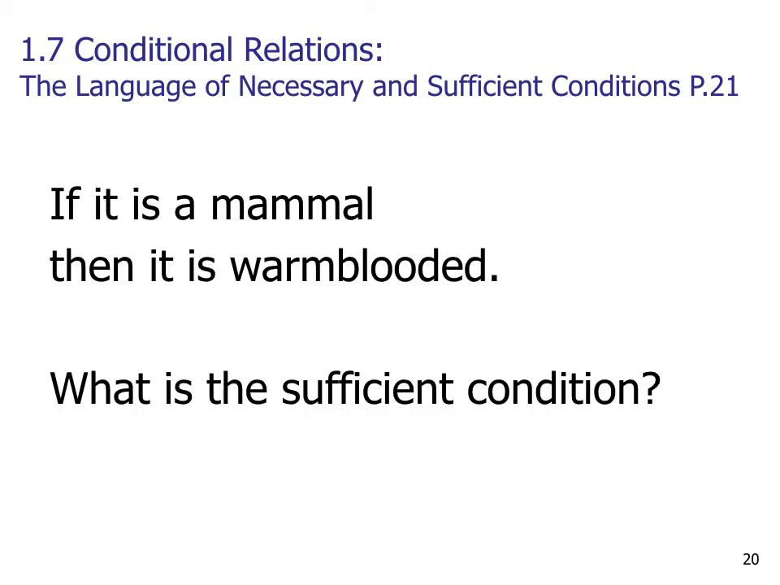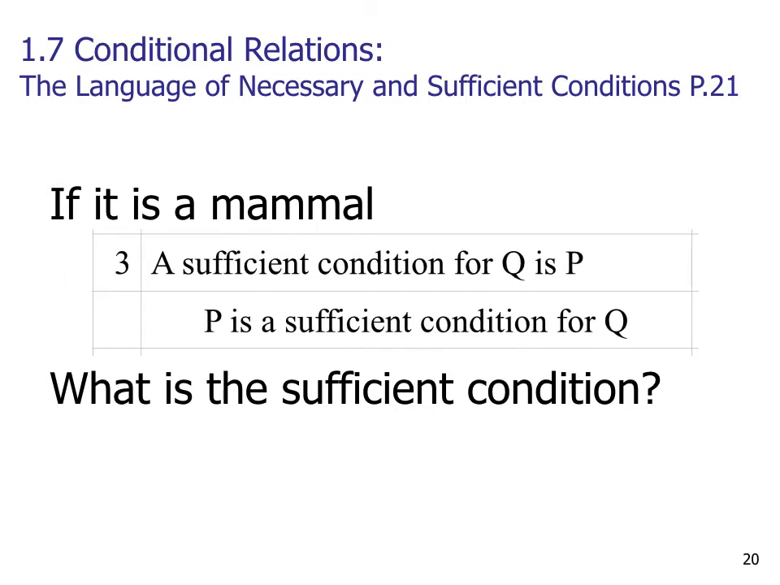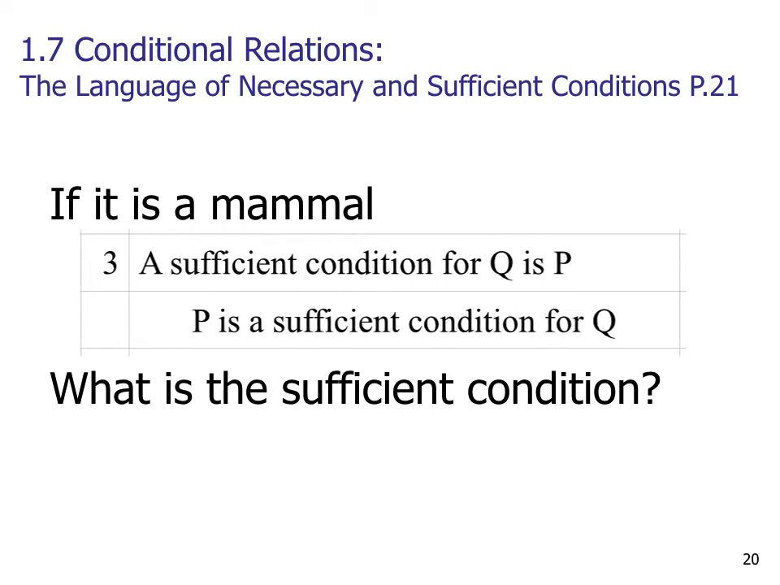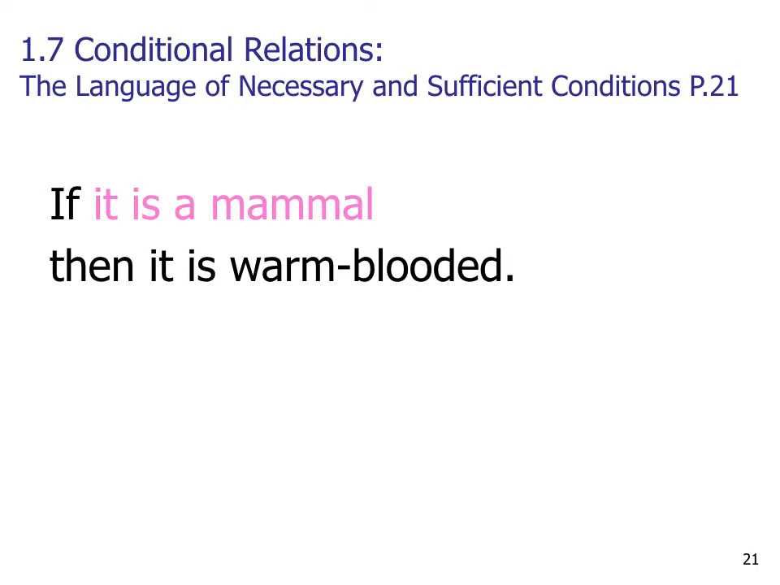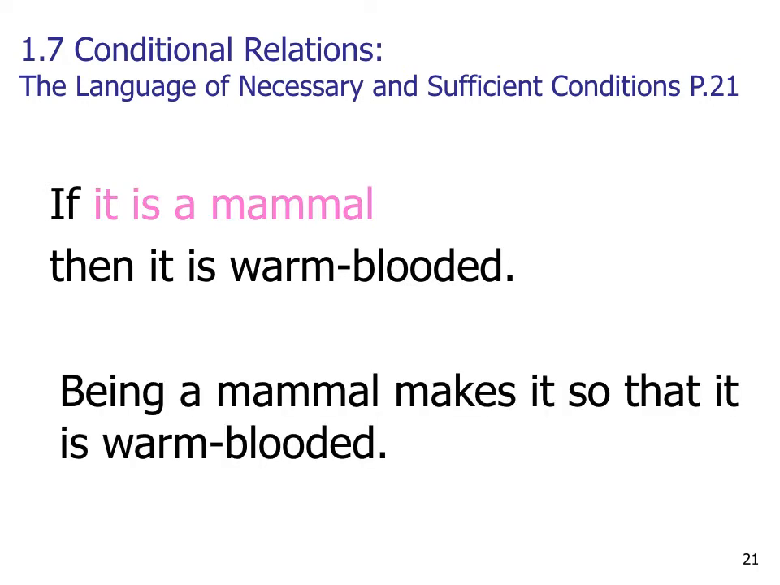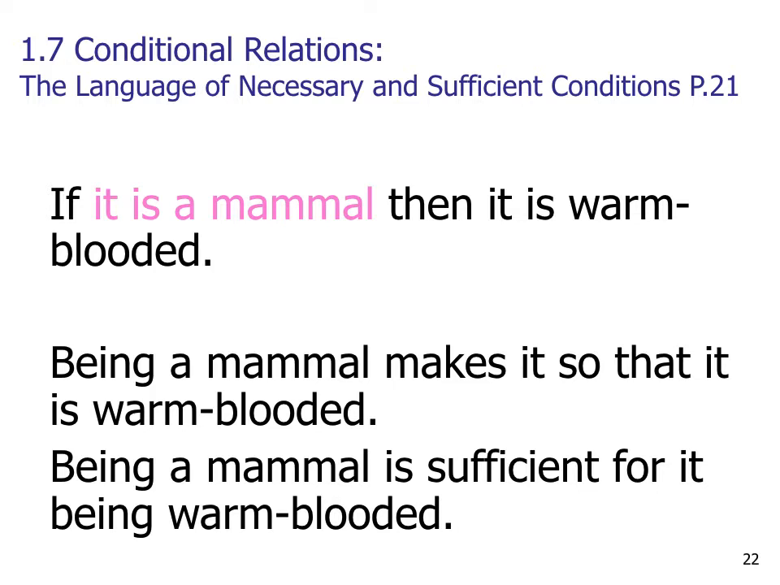So in this standard conditional, if it is a mammal, then it is warm-blooded. What's the sufficient condition? Remember, the rule told us P is the sufficient condition. And so here, our P, or antecedent, is it is a mammal. And this means that being a mammal makes it so that it is warm-blooded. Or another way of saying this, being a mammal is sufficient for it being warm-blooded.